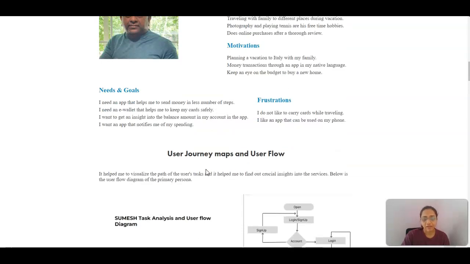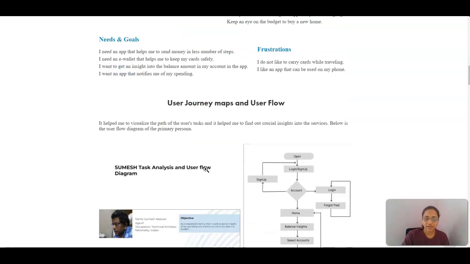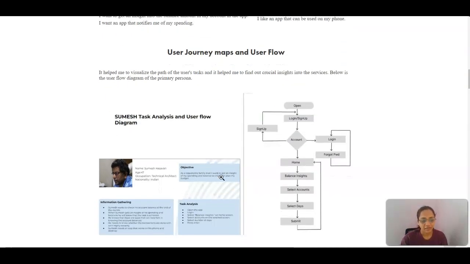User journey maps and user flows are designed after the personas are created, and this helped me to visualize the path of the user's task, and it helped me to find out crucial insights into the services. So this is the user flow diagram of the primary persona.